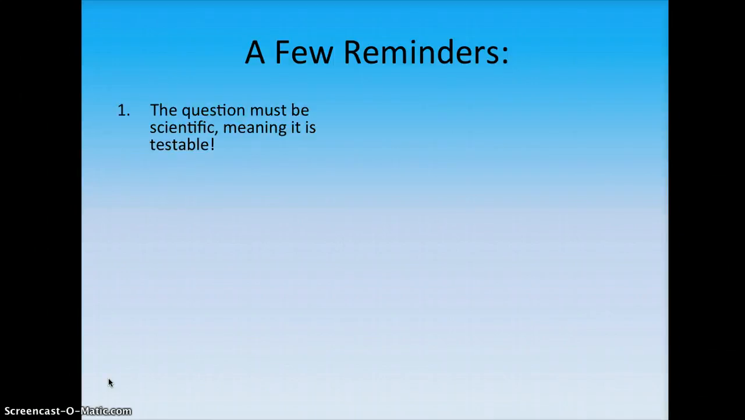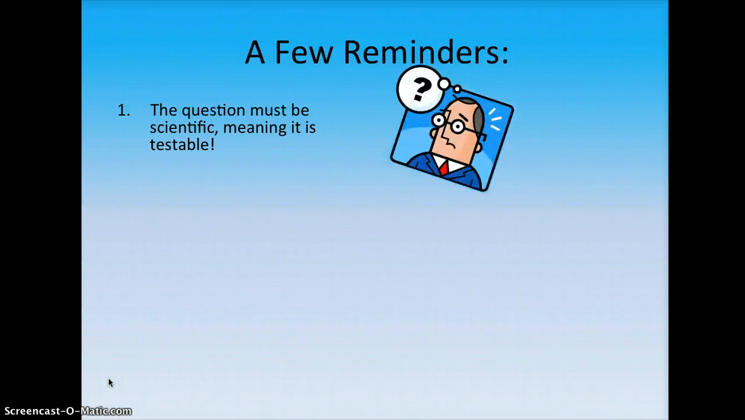Please remember, number one, that the question that you pose based on the scenario needs to be scientific and specific. So it means it needs to be a question that you could actually design an experiment to test. So make sure that your question is testable.